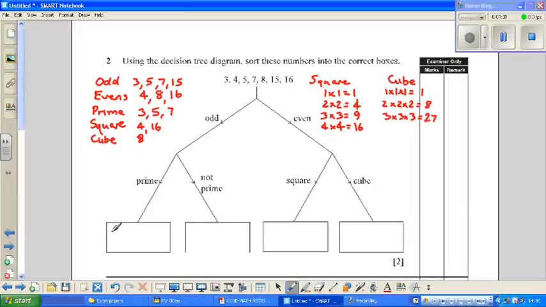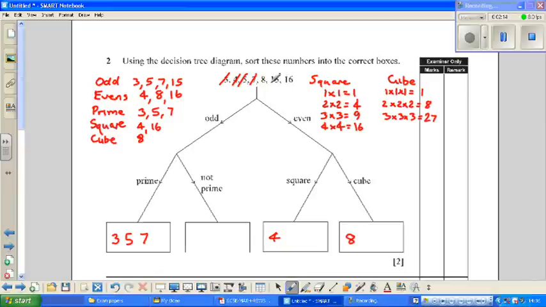So the first one, the odd number, would take 3 first. It's odd and it's also prime, so 3 goes into that box. We can score that off. 4 then is an even number, and we look, is it a square number or a cube number? It's a square number, so 4 goes into that box. Next one is 5. 5 is an odd number and it's also prime, so 5 goes into that box. 7 then is an odd number and it's also prime, so 7 goes into that box. 8 is an even number. It's not a square number because we've worked them out there, but it is a cube number, so 8 goes into this box.